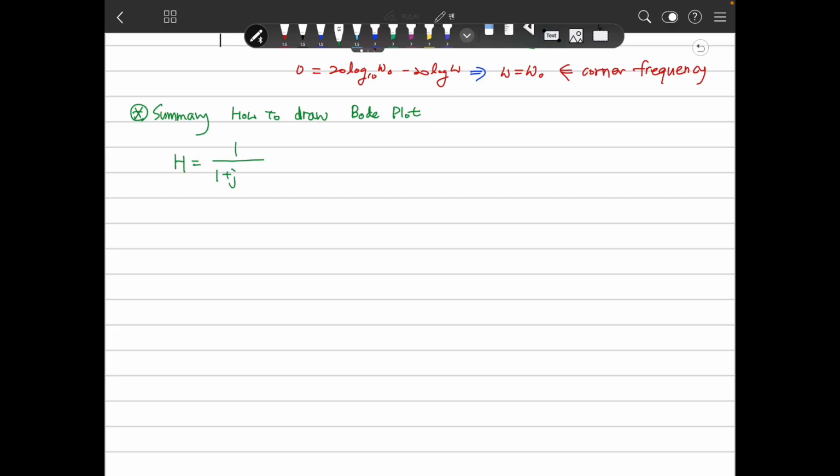Let H be 1 plus j omega over omega 0. Then the magnitude is 1 plus j omega over omega 0. So asymptotically the line is 1 when omega is smaller than omega 0, and there will be another line when omega is higher than omega 0.